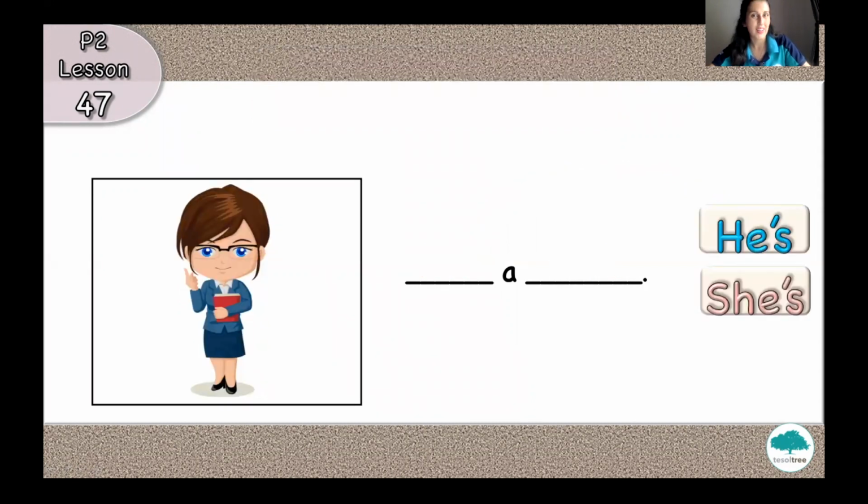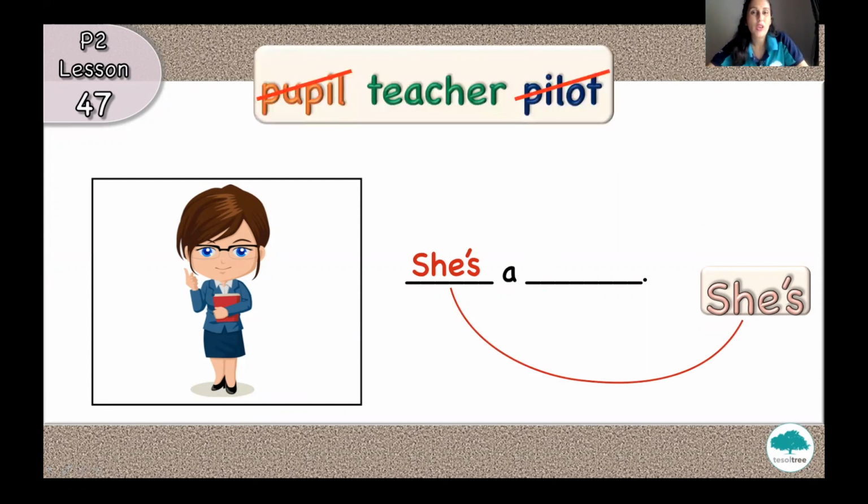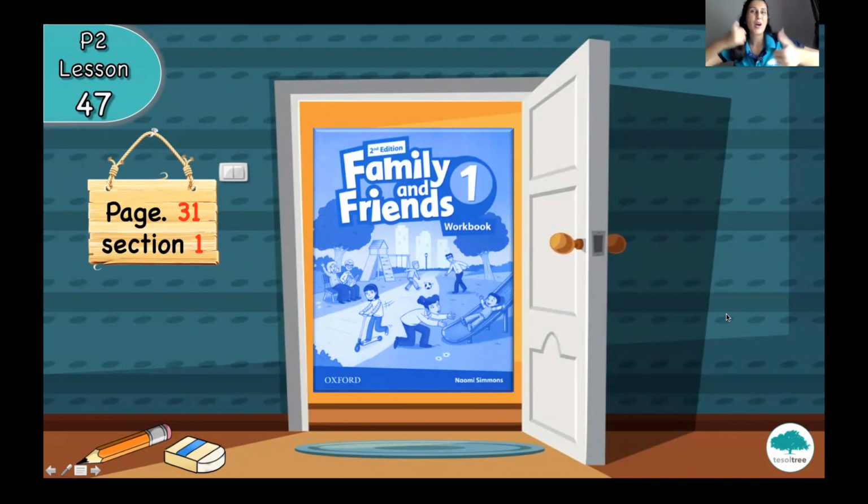And the last one. Who can tell me? So which answer should we choose? He's or she's? So if we look at the picture, we can see a woman. That's why we use she's. Yes, perfect. We use she's. And now we have only one occupation, teacher. So let's choose teacher. She's a teacher. Thank you so much for the activity together, P2.